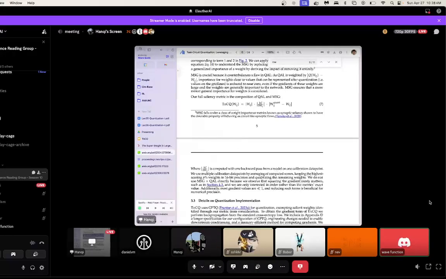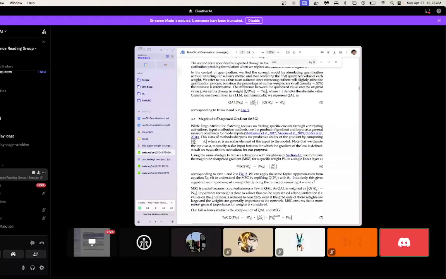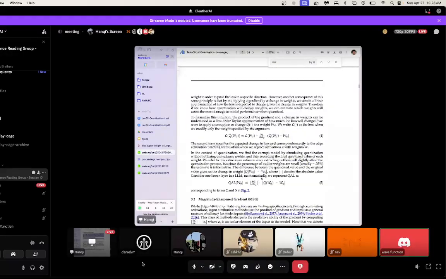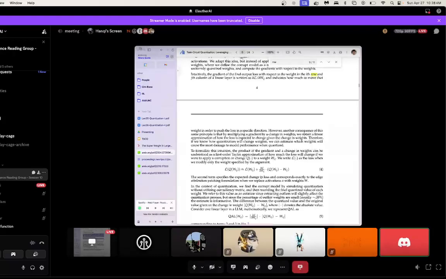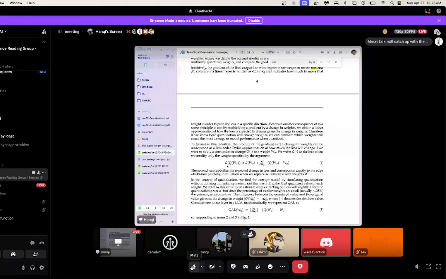Yeah, just quickly, I was wondering, is there a mathematical justification for the TAC-Q equation beyond just that you need to account for the size of the weight versus how close it is to the quantized version?